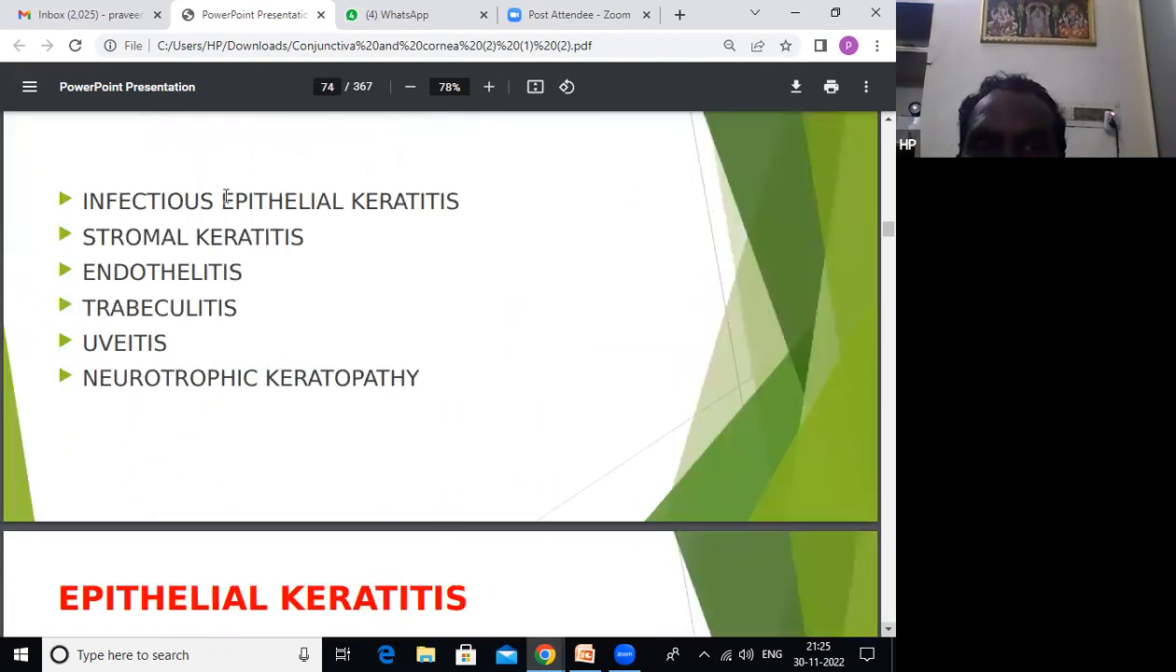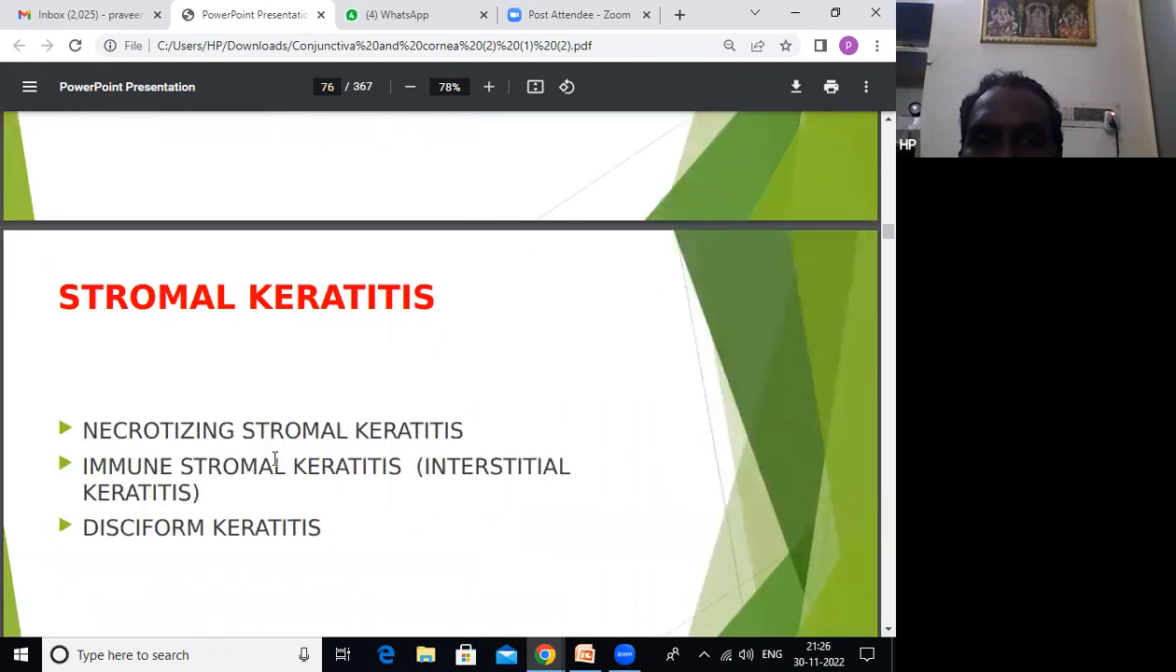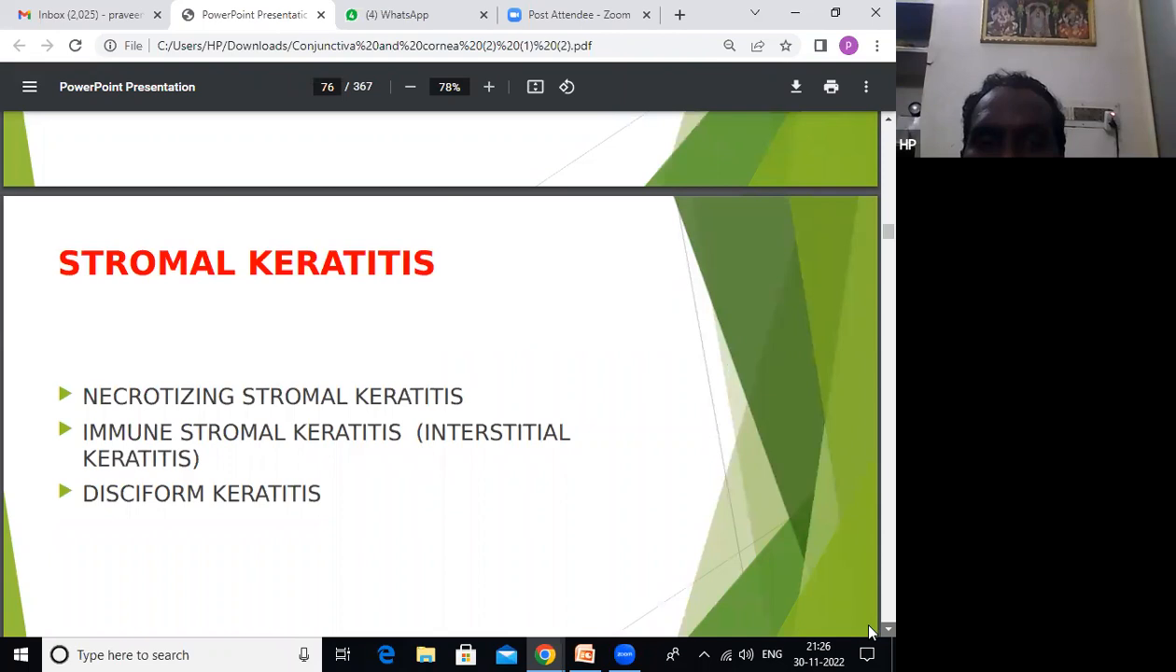Then in recurrent herpes only, you have stromal keratitis, endothelitis, trabeculitis, uveitis. All these are immunological. So stromal keratitis is an immune stromal keratitis. It's called interstitial keratitis, or you can have disciform keratitis.